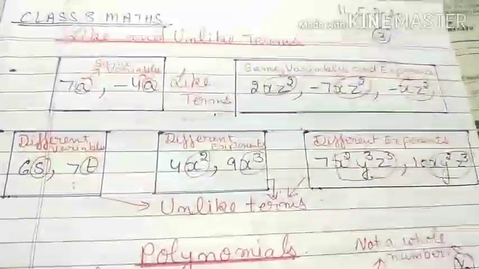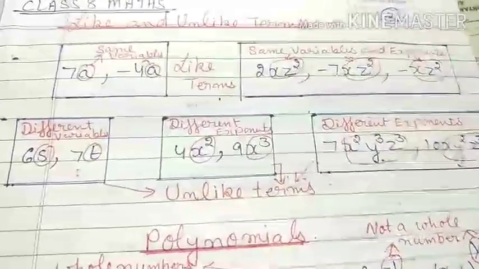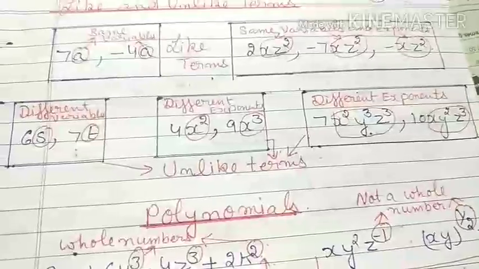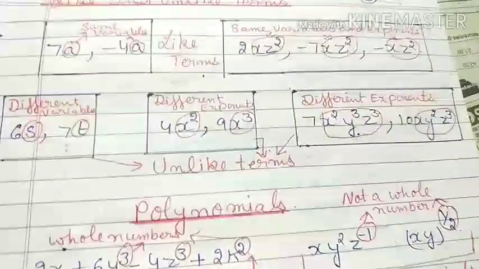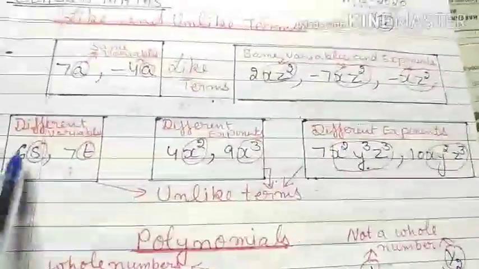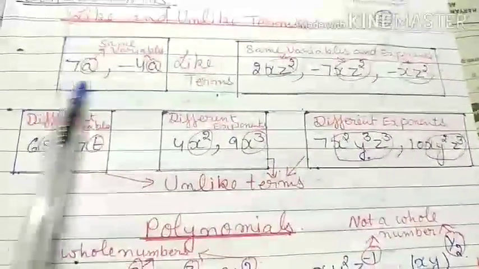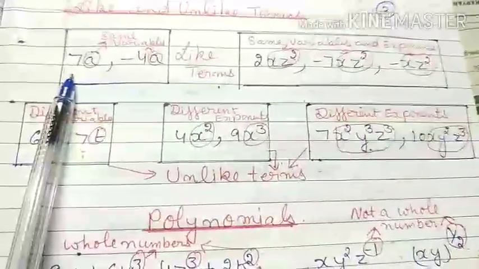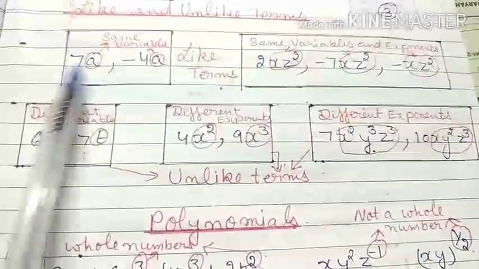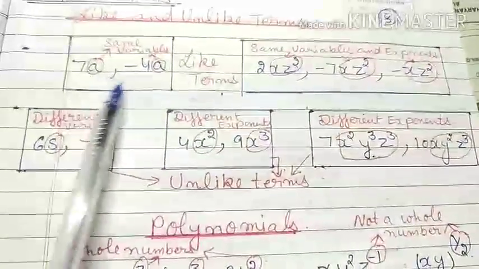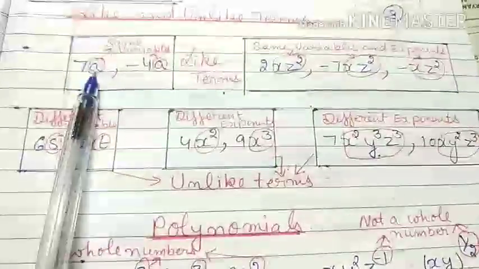Next is like and unlike terms. What do we mean by like and unlike terms? Like terms are those terms which have the same variables and exponents. But if the variables are different or the exponents are different, we call them unlike terms. Here I have two terms, 7a minus 4a. I'm not going to compare the numeric value here. We have to compare only the variable part. So here, a raised to power 1, same variable, same exponent, we call it a like term.